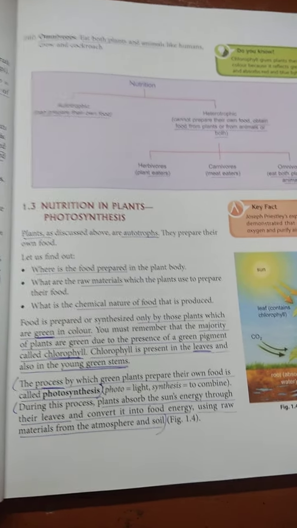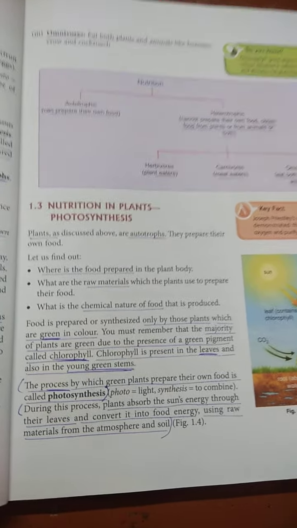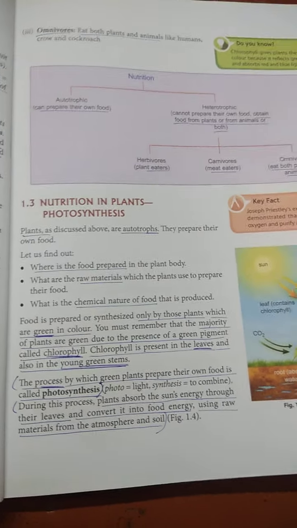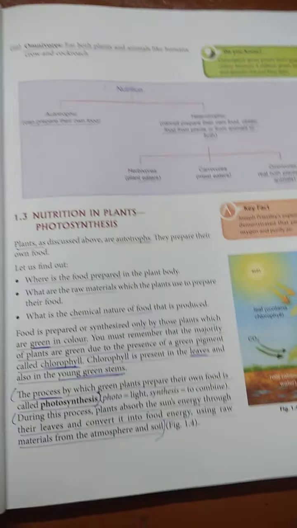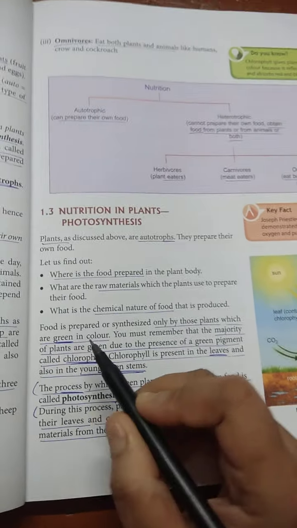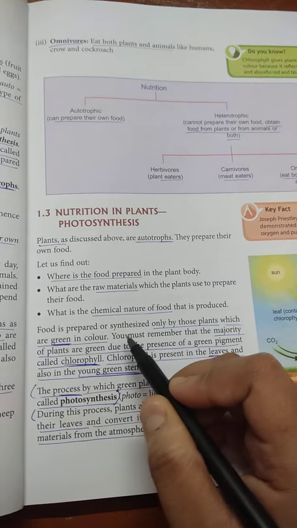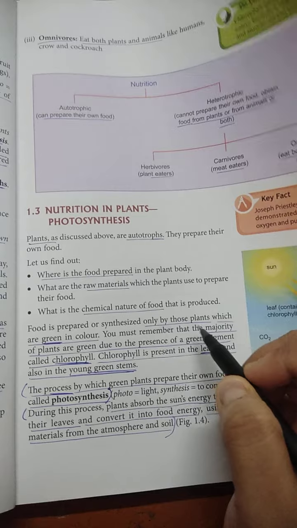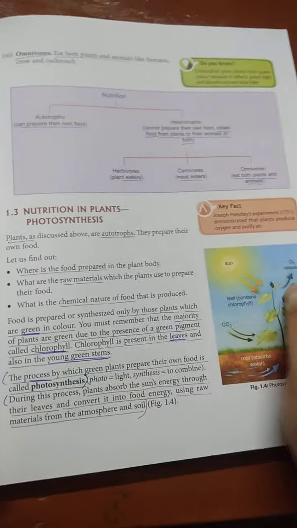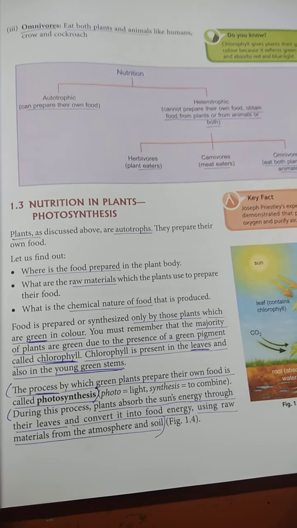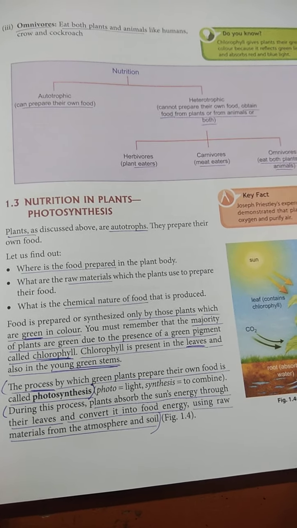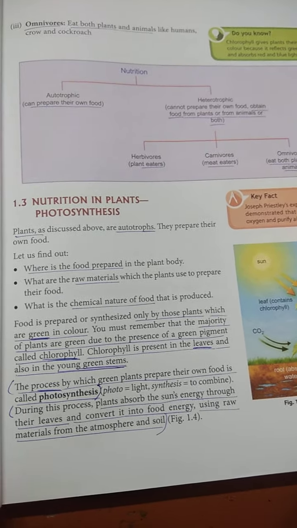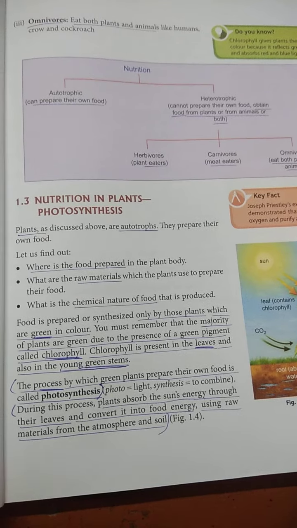Now the question arises: where in the plant body is the food prepared, and what are the raw materials required for the process of photosynthesis? Food is prepared or synthesized only by those plants which are green in color. You must remember that the majority of plants are green due to the presence of the green pigment called chlorophyll. Chlorophyll is present in leaves and also in young green stems.